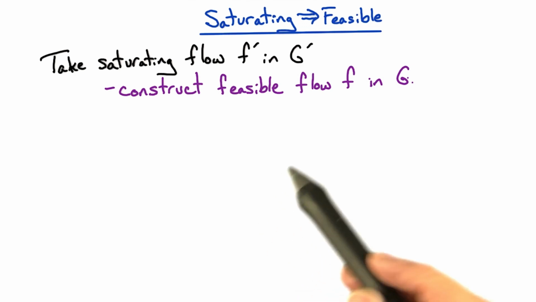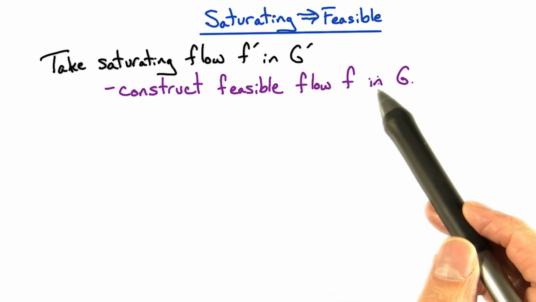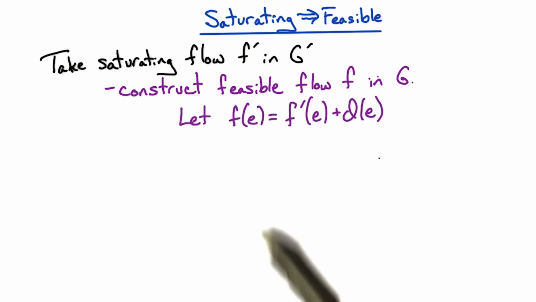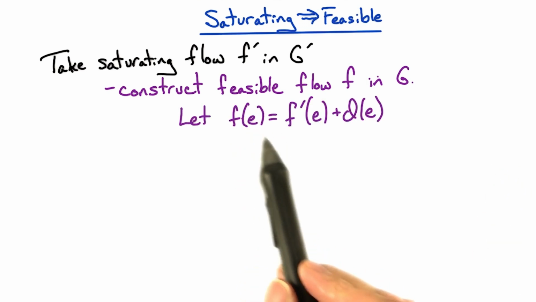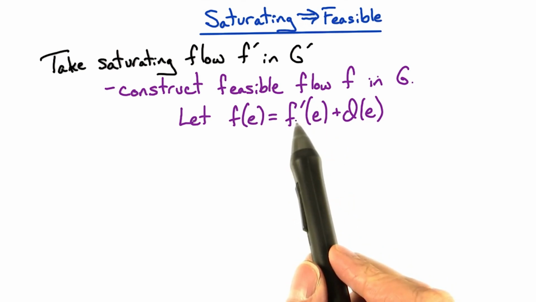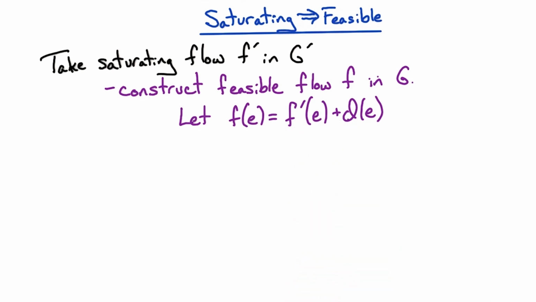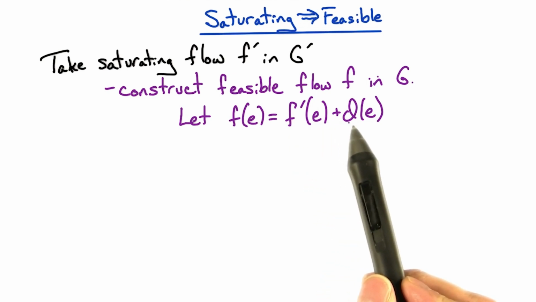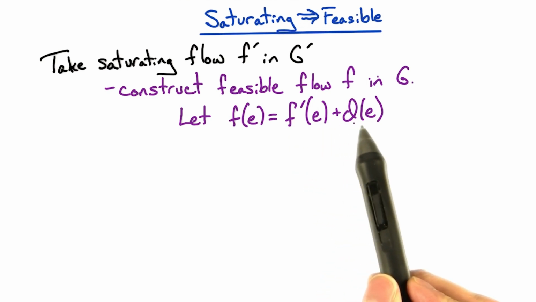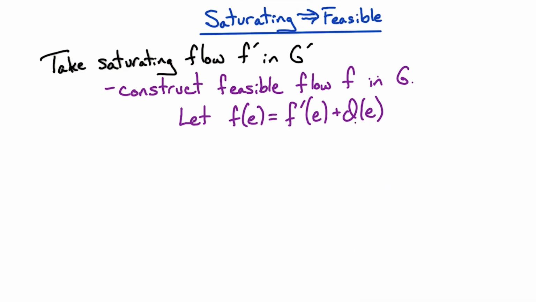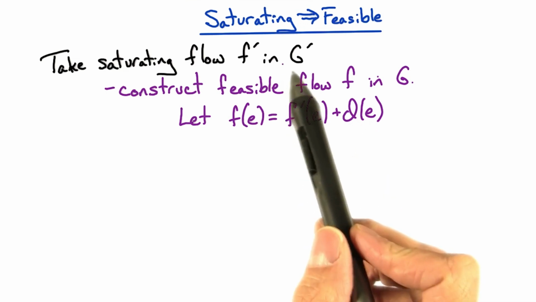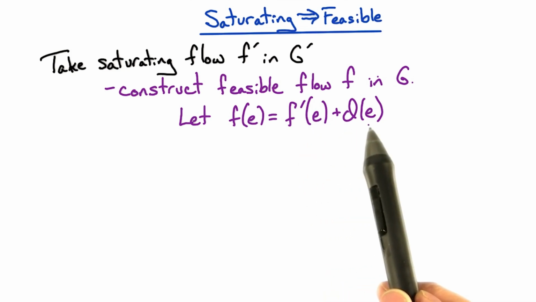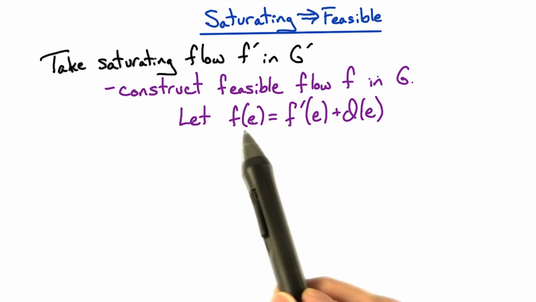Recall that the capacities in G prime were the capacities in G shifted by the demand D. So we're going to let the flow in G be equal to the flow in G prime plus the demand. So if we had zero flow in G prime, then we'll have the minimum flow possible in G, which is the demand D of E. And if we sent, say, 2 units of flow in G prime along this edge E, then we'll send 2 plus the demand along the edge E in the graph G.